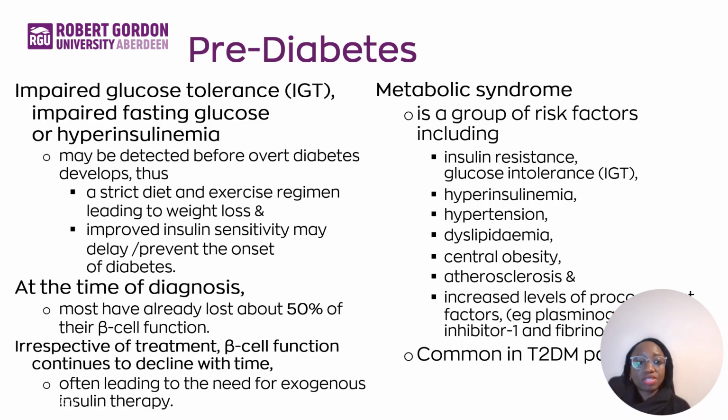At the time of diagnosis, most have already lost about 50% of the beta cell function. Irrespective of the treatment, beta cell function continues to decline with time, often leading to the need for exogenous insulin therapy, as we covered for type 1 diabetes. There's also another syndrome called metabolic syndrome, which is a group of risk factors that include insulin resistance or glucose intolerance, hyperinsulinemia, hypertension, dyslipidemia, central obesity, and atherosclerosis. Okay, all these are common and can commonly result in the development of type 2 diabetes.